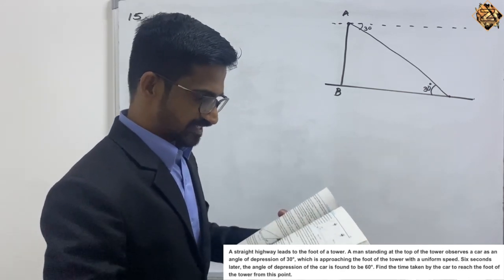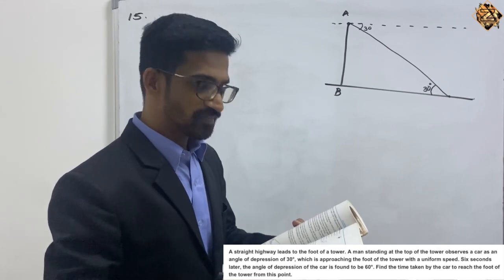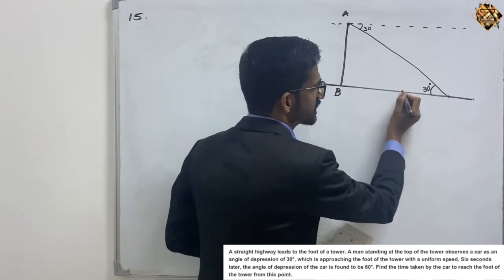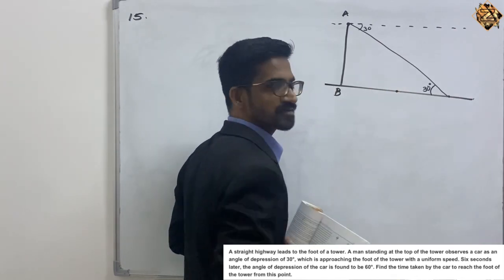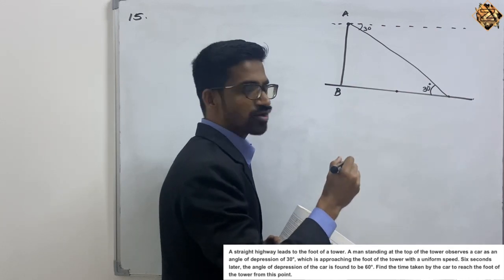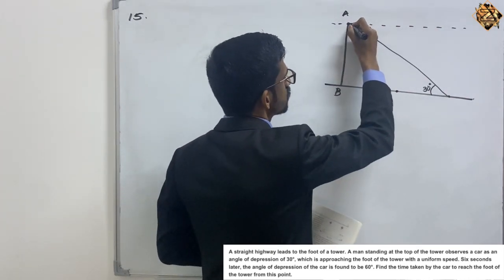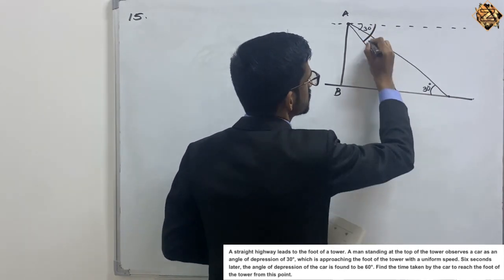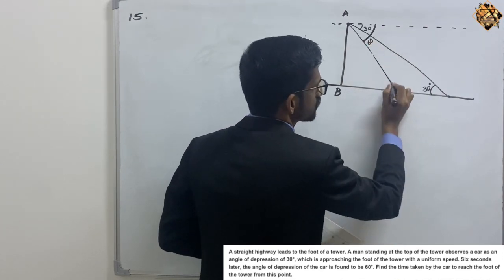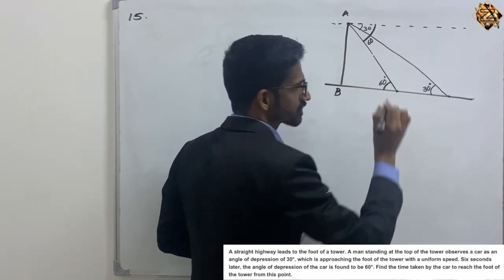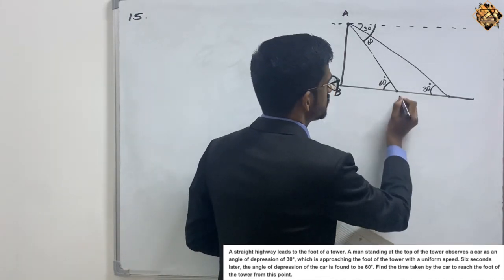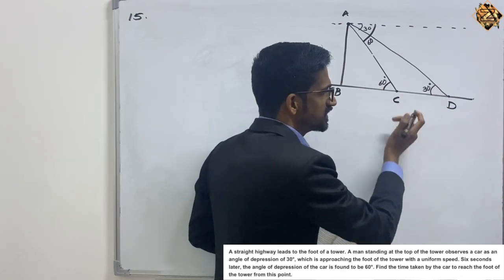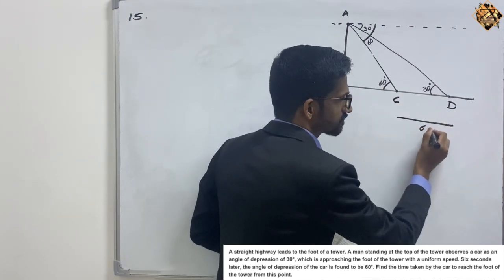Now 6 seconds later, the angle of depression of the car is found to be 60 degrees. It is given that the car is moving towards the foot of the tower. So 6 seconds later, the car reaches this point, and the angle of depression is 60 degrees, so here also it will be 60. Let this be the point C, and here let it be D. The time taken for the car to move from D to C is given, that is 6 seconds.